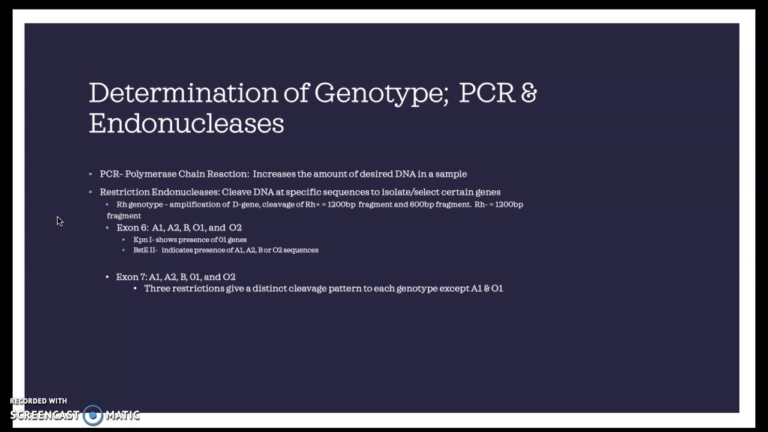If we move on to exon 7, we can see that A1, A2, B, O1, and O2 can all be shown on exon 7 if it is cleaved with 3 different restriction enzymes. And the cleavage with those enzymes gives a distinctive pattern to each genotype with the exception of A1 and O1. A1 and O1 will show up with the same banding patterns, which is why it is important to combine the results for an exon 6 and an exon 7 gel so you can determine if your banding shows A1 or O1. And then via that combination, you can really determine the genotype of an ABO person. You can tell what they are.